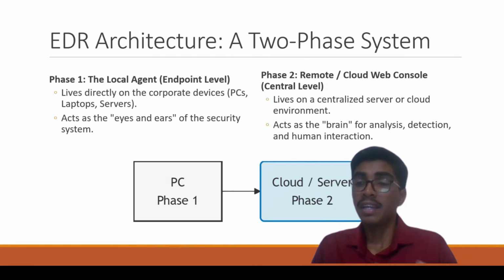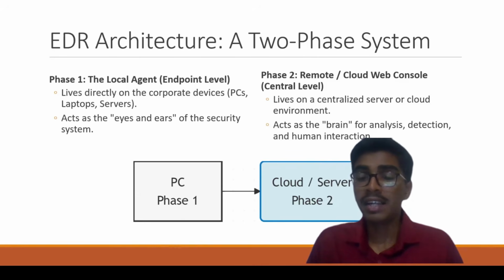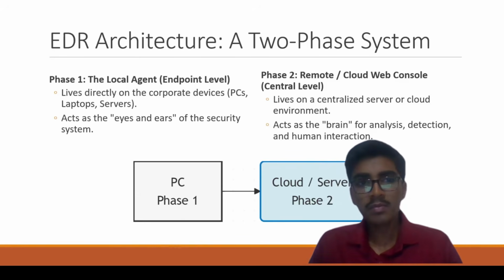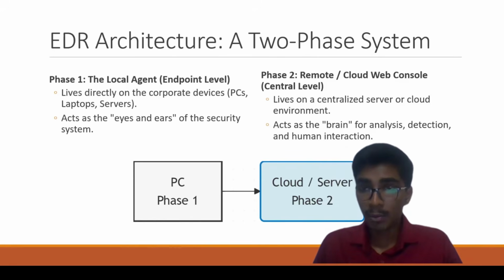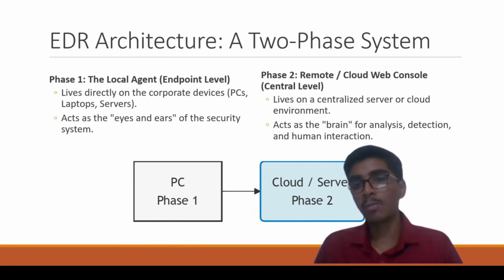We are going to make EDR as a two-phase system. In the first phase, we are going to develop the local agent, which is going to be at the endpoint level. It is going to be installed directly on the endpoint, like PCs and laptops. We are developing this desktop agent for Windows. It is going to act as eyes and ears, collecting live processes and OS-level events, detecting threats, and sending that data to phase two, that is the cloud part.